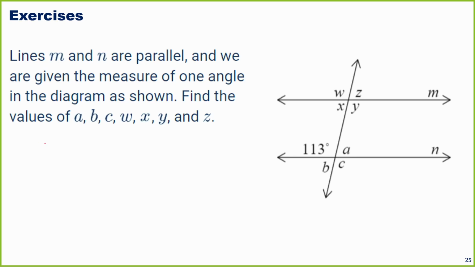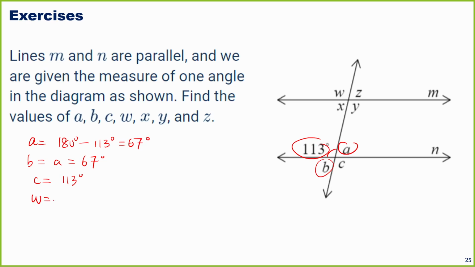Okay, and the concept here is very straightforward, right? Because M is parallel to N, A is here. Then first of all, we can find A is 180 minus 113, which is 67 degrees, right? And then B equals A equals 67 degrees because B and A are vertical angles. Then C equals 113 degrees. C and this angle are vertical angles as well.